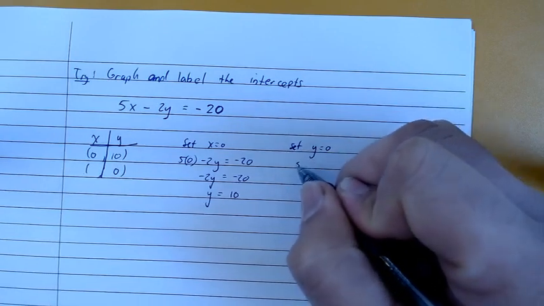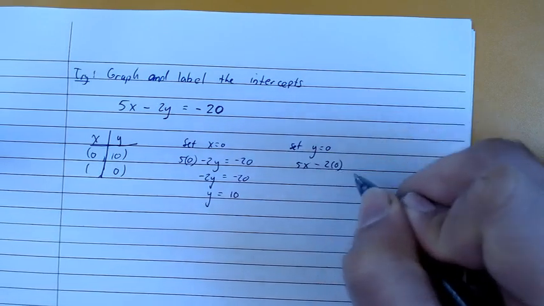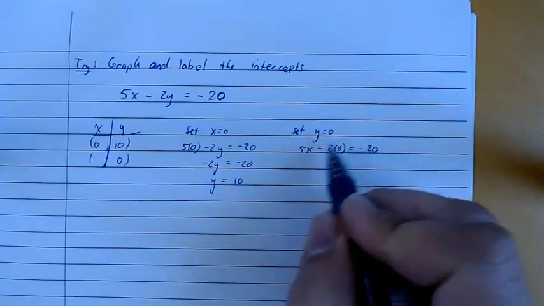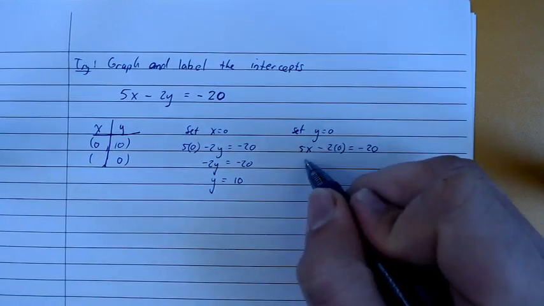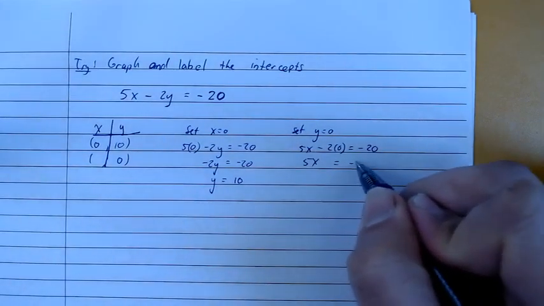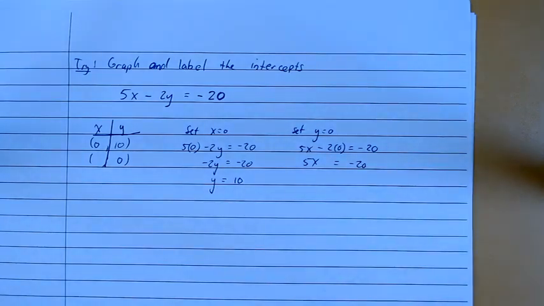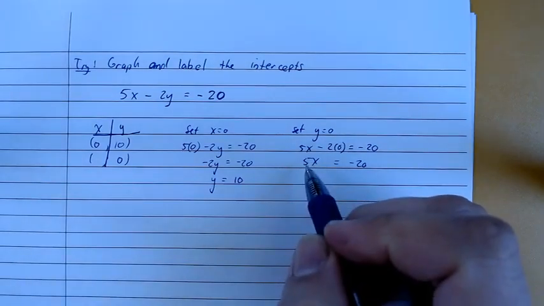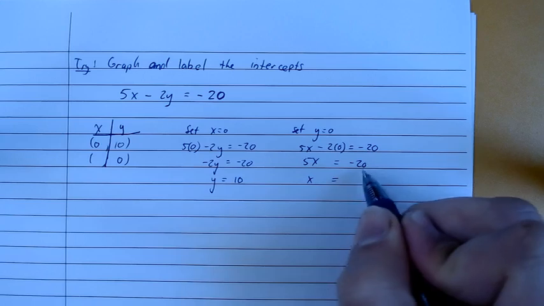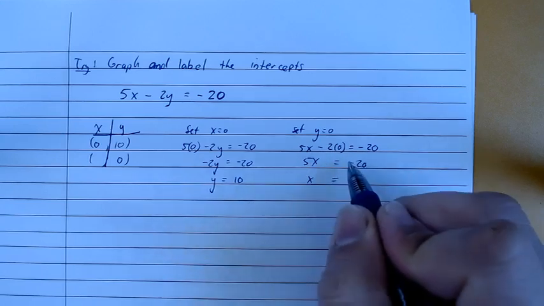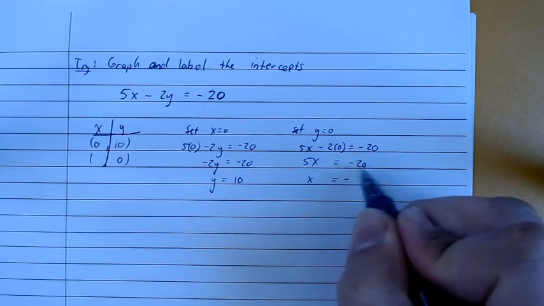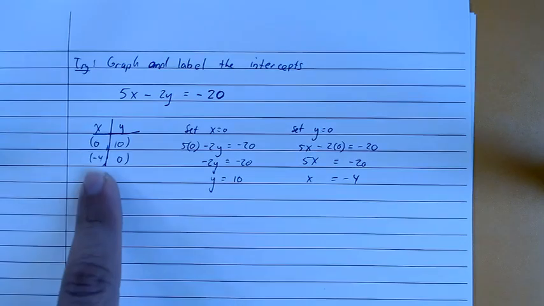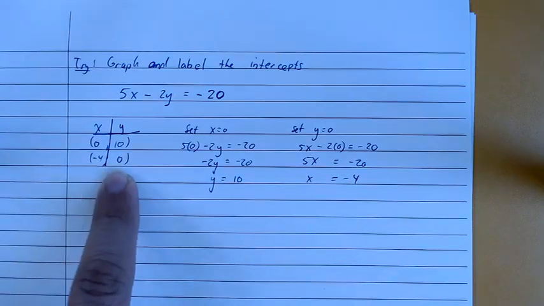I can do the same thing by setting y equal to 0 to help find my x-intercept. Let's see, that's going to be 5x minus 2 times 0 equals negative 20. Okay. Anything times 0 is 0, so that goes away. That's going to give me 5x equals negative 20. So now I can divide both sides by 5. 5 divided by 5, that's just the number 1, which is what I want. I want 1x. If I divide negative 20 by a positive 5, a negative divided by a positive is a negative. 20 divided by 5 is 4. So that is my x-intercept, negative 4 comma 0.